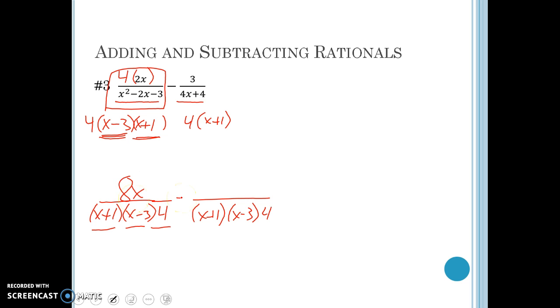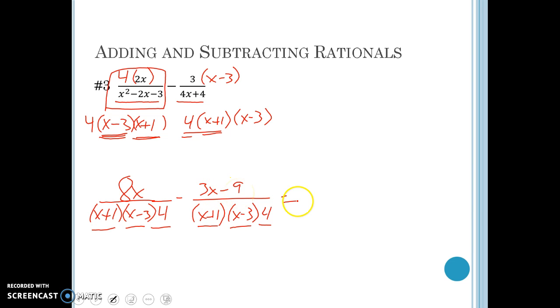Then I'm going to subtract my other fraction, but in this other fraction I have the 4 already, and I have the x plus 1 already. What I don't have is the x minus 3. So I'm going to have to multiply the denominator by x minus 3, so I have it down here, but that means I'm going to have to multiply the numerator by the same thing, x minus 3. And when I do that, I'll have 3x minus 9.